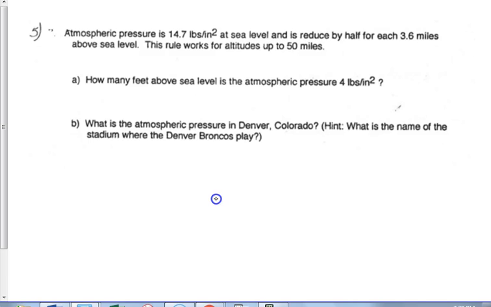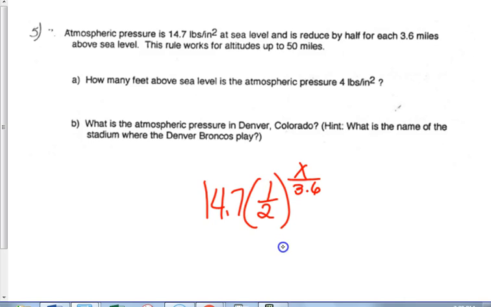Good call. All right. I want to write this formula for you. Guys, we have like 3 minutes. Remember, my clock is fast. It says the atmospheric pressure is 14.7 at sea level and is reduced by half. That means it is taking half. But just like if I said I was going to take half every 2 hours, you would put time divided by 2 because it only does it every time you divide by 2. This is doing it every 3.6 miles, so it's x over 3.6.